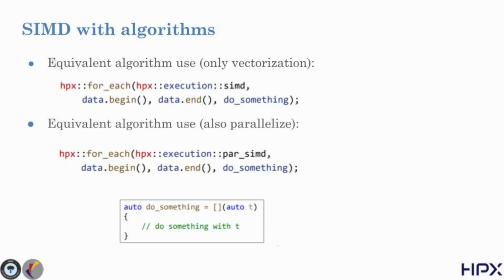You can even combine this with parallelism by just changing the execution policy to par_simd. So we have hpx::for_each, hpx::execution::par_simd, data.begin, data.end, and then call function do_something. This gives you the best of both worlds, parallel threads and SIMD execution with no manual loop splitting.